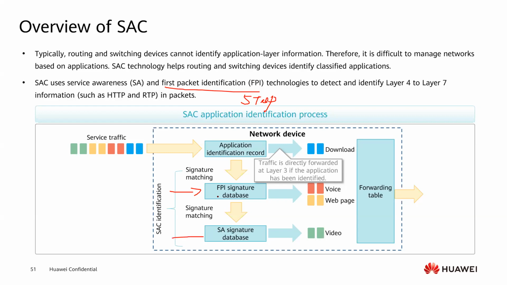And if the FPI cannot detect or classify the traffic, it will go into the last SA signature database. The SA signature database is based on the software signature to decide and classify what this packet is. For Huawei, it supports around 6,000 signatures.